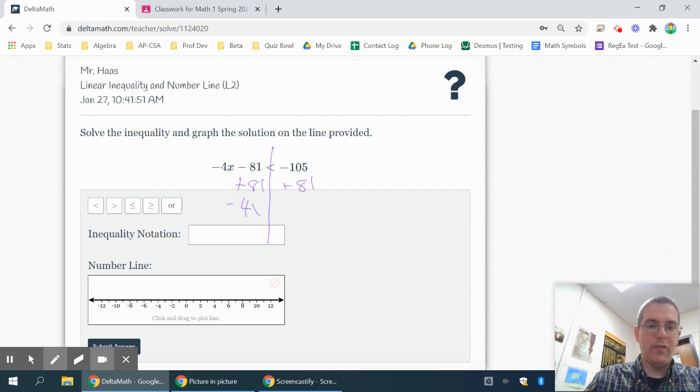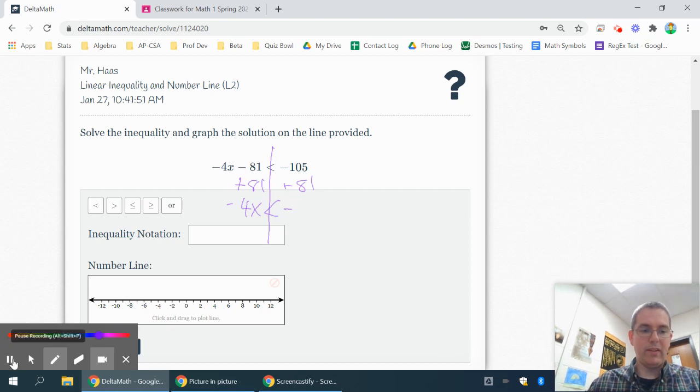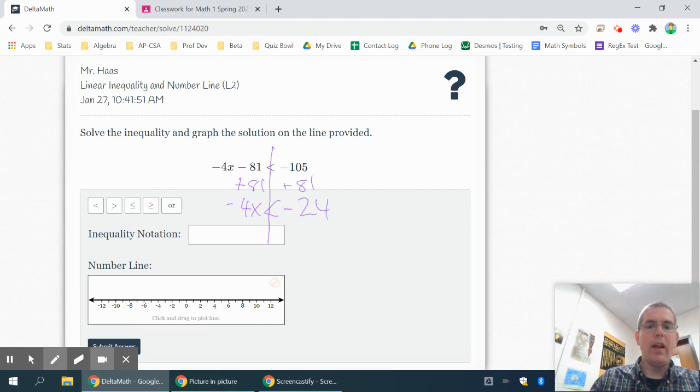A negative and a positive, since the negative is bigger, is going to give me a negative answer. I believe that's going to be a negative 16. I'm sorry, that's actually a negative 24. And that's why calculators are good. You either got to work it out or use a calculator.